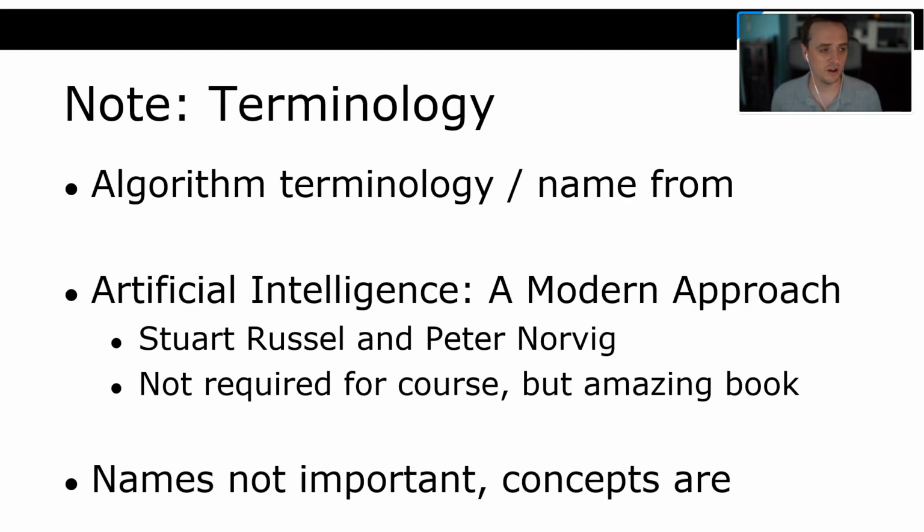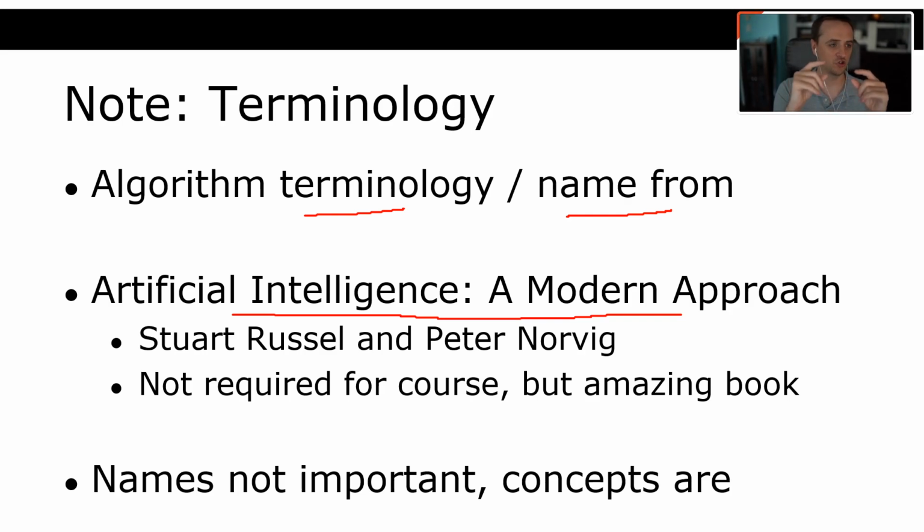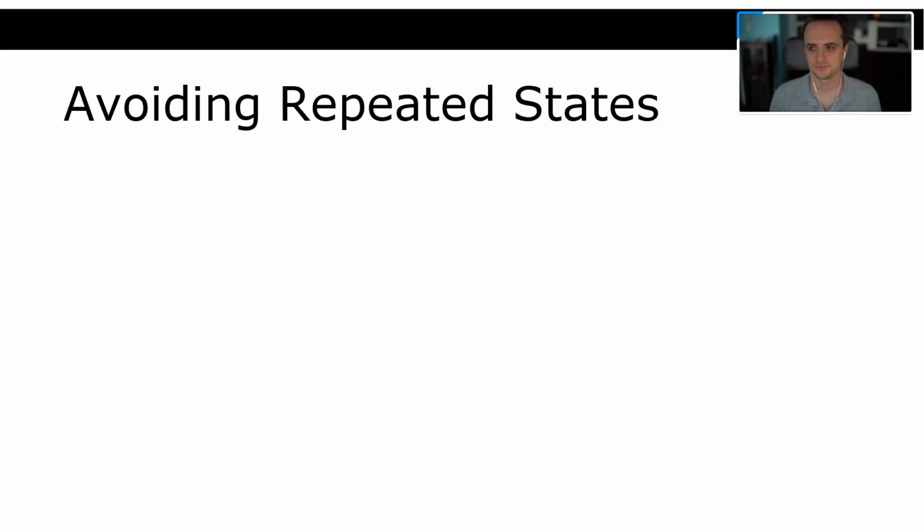So just some terminology going forward. The algorithmic terminology and the names are from the textbook, so the names aren't necessarily important. When I talk about the names, I mean tree search versus graph search, which we'll talk about in a second. The reason I'm calling them this is because it's from the textbook, and if you're following the textbook, I want you to be able to follow along.